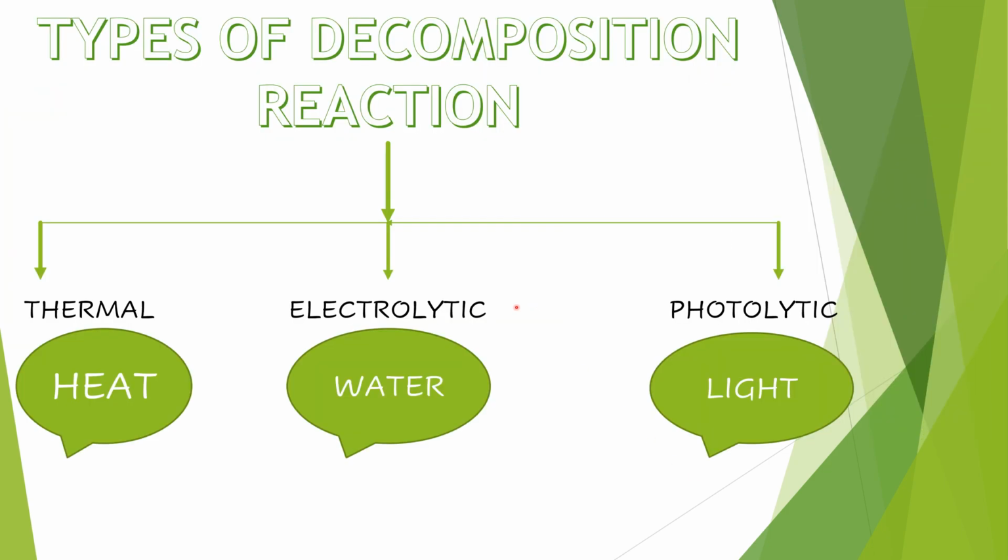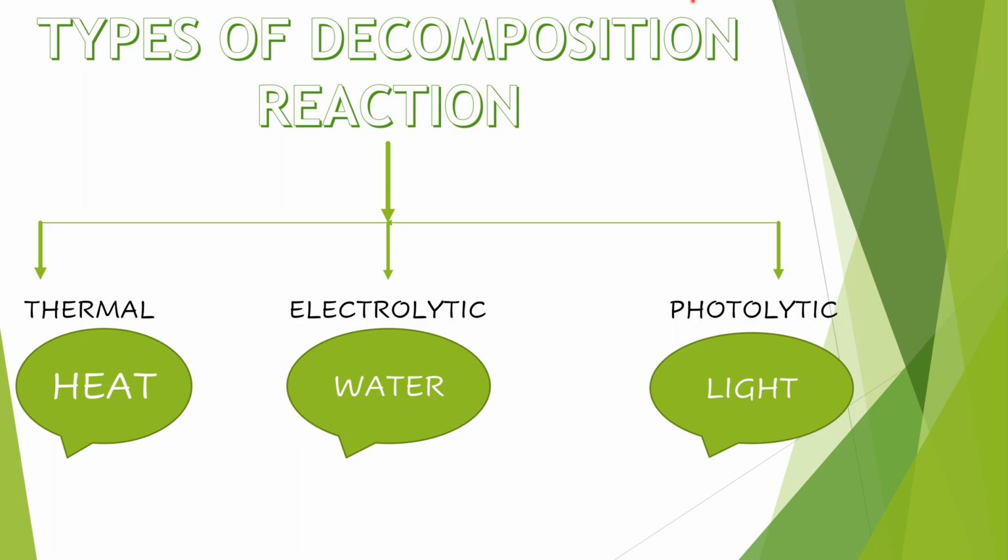So let's learn about the types of decomposition reactions. The first one is thermal decomposition reaction in which heat is involved. The second one is electrolytic decomposition reaction in which reactions take place in the presence of water. And the third one is photolytic decomposition reaction in which reactions take place in the presence of light.